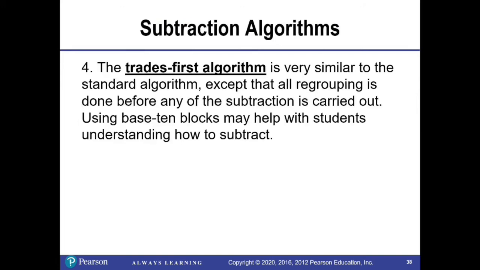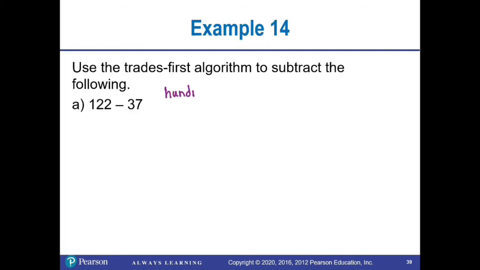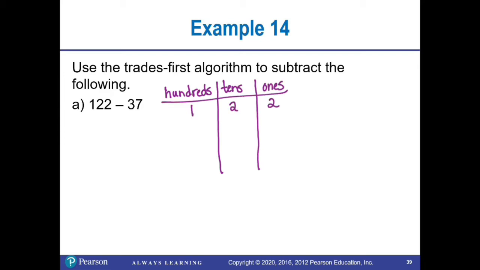Our next algorithm is called the trades first algorithm. So we're going to think about making our trades, and we're going to make our table with our hundreds, our tens, and our ones column. So go ahead and draw your table with your hundreds, tens, and ones column. We have 100, 2 tens, and 2 ones.